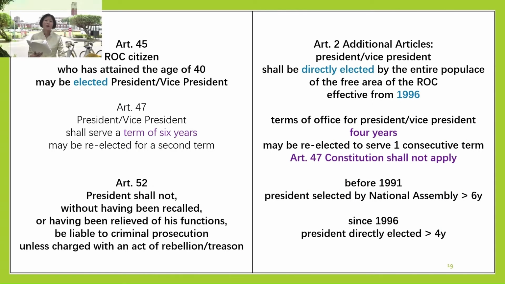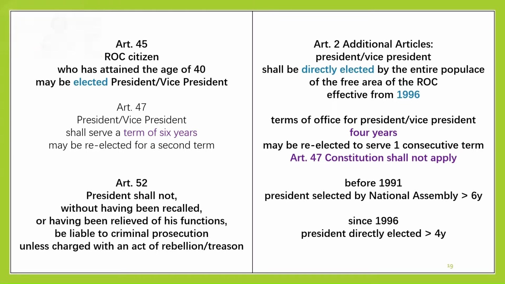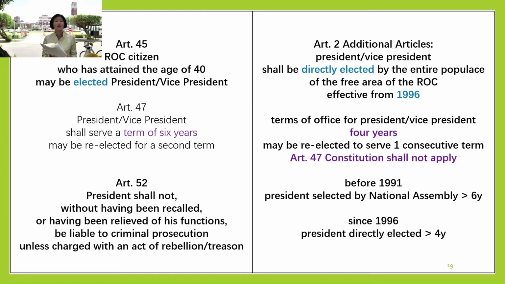So knowing now the powers of the President, do you want to become a President? So who can become a President? The answer is in the Constitution. Article 45 says any citizen of the Republic of China, so here we need the citizenship, who has attained the age of 40, so you have to be at least 40 years old, may be elected President or Vice President. So it's by way of election, direct election by the people.